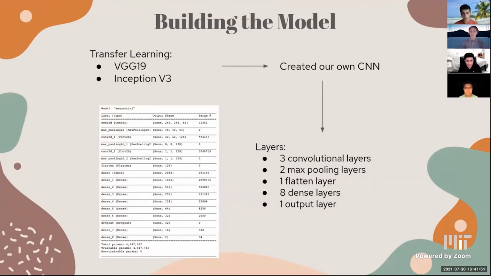So for building the model, at first, our group attempted to use transfer learning for a network, which is when you use an already existing model on a different data set than what it's trained for. For models, we used VGG19 and Inception, for example, but we really didn't have success. We couldn't achieve an accuracy above 55%. So then we found that switching to the traditional neural network, where we build one, gave us much better results. So we did that. After some tinkering, we found that the best parameters would be 3 convolutional layers, 2 max pooling layers, 1 flattened layer, 8 dense layers, and 1 output layer.